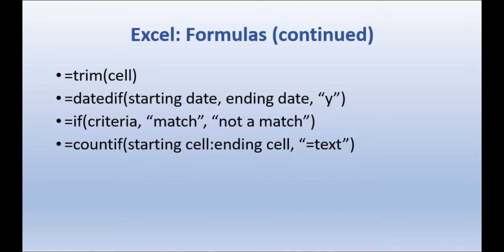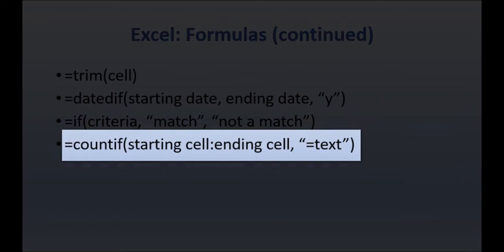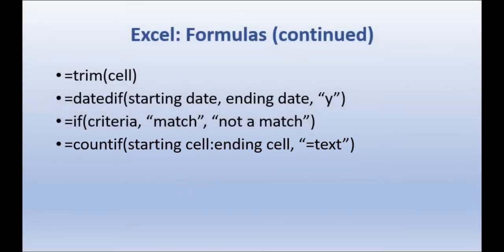That's the if statement. And finally we have the countif. And this counts the number of records that meet your criteria. So we have equal countif, the starting cell, colon, the ending cell, equals whatever text or whatever information you want. And that'll return just a pure number. So that's a really quick 8-minute review of the Excel formulas that we learned.